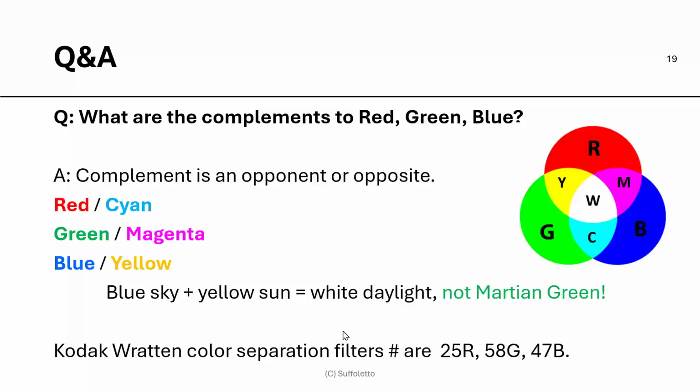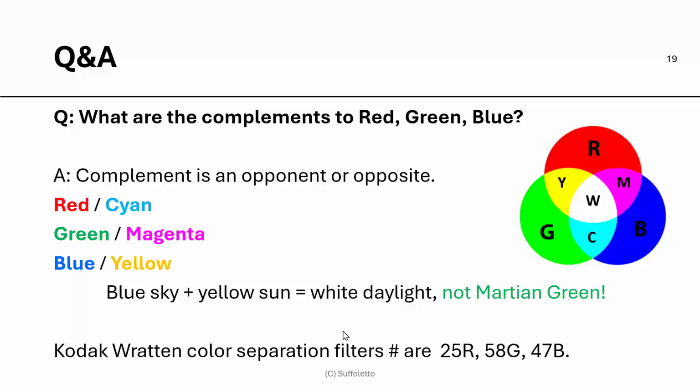What are the complements to red, green, and blue? Well, again, a complement is an opponent or an opposite. It makes the color complete. In the additive system, complete is 3, white. And in the subtractive system, complete is 3, black. So the complement to red is cyan, the complement to green is magenta, and the complement to blue is yellow.